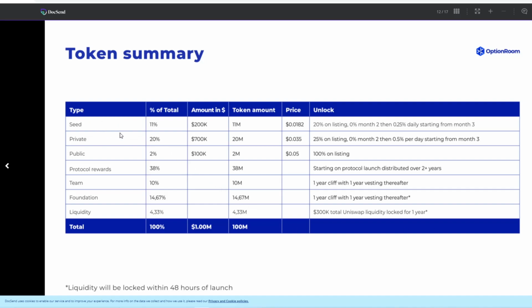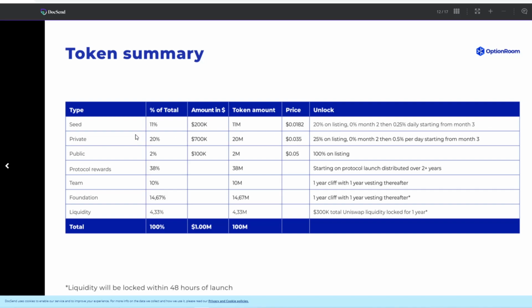So let's take a look at the tokenomics. So 100% amount. They managed to raise 900K between seed and private. Token amount, allocation, price. So this is a price of 0.018. Okay, so they will already be up once this is listed at 5 cents. Seeds have already doubled to tripled, but 20% will be unlocked on listing, and the rest will be vested 7% monthly, and then daily starting from month 2.